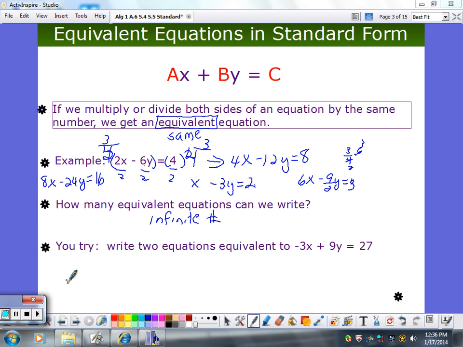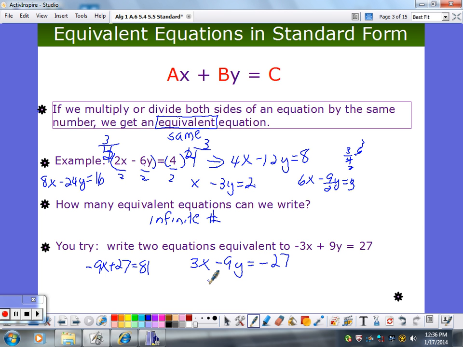Who's got some equations for me? Yeah, give me one. Negative 9x plus 27y equals 81. How'd you get that? Multiplied everything by 3. Who's got another one? 3x minus 9y equals negative 27. Okay, Claire, tell me what to do here. That's multiplying everything by negative 1.